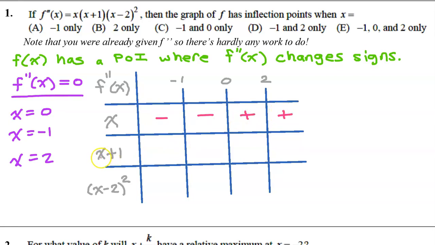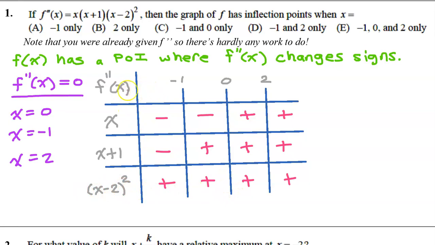Now, if you set x plus 1 equal to 0, that's what gave us the value of -1. So for x values less than -1, x plus 1 will be negative. For x values that are greater than -1, x plus 1 will be positive. So x plus 1 will be positive here and here and here. This last factor will always be positive. Can you guess why? It's being squared. So if you square something, it's always going to be positive.